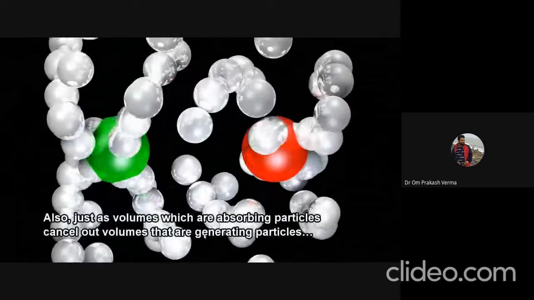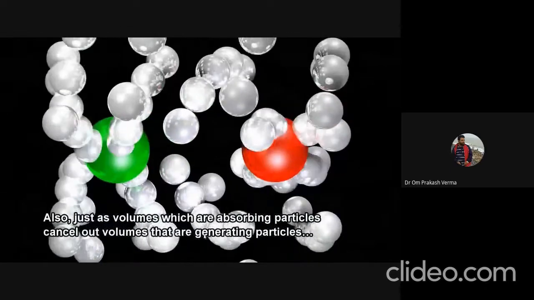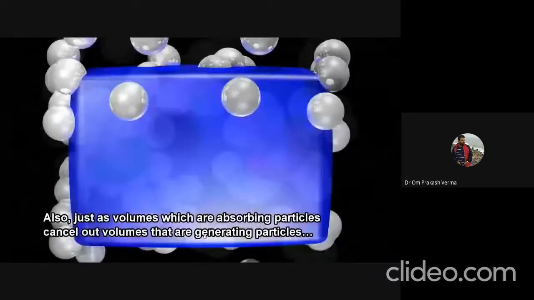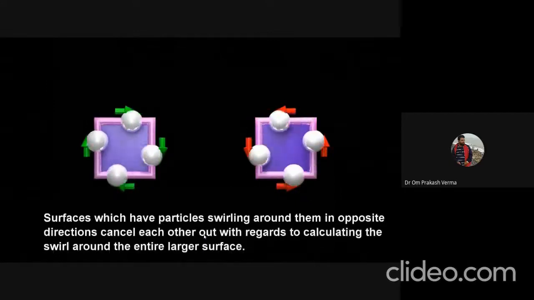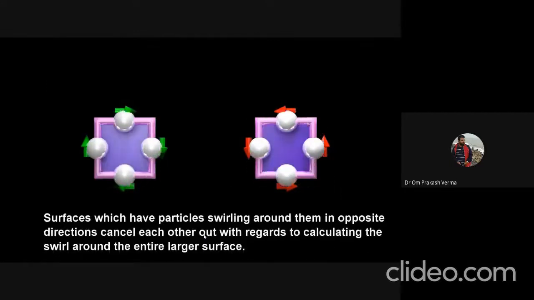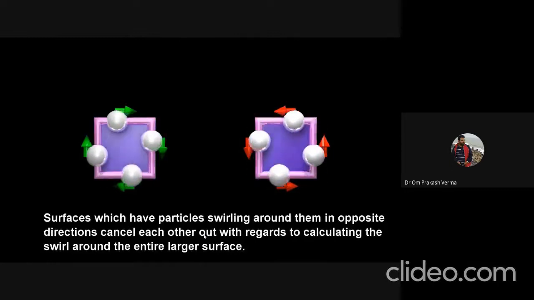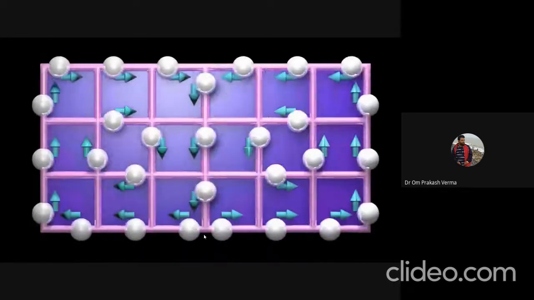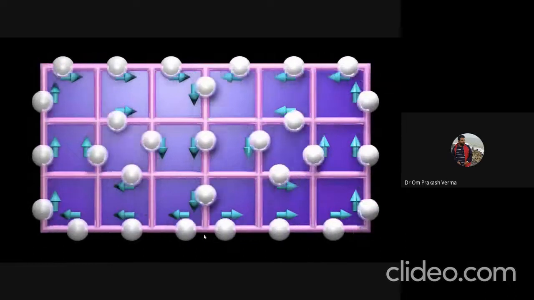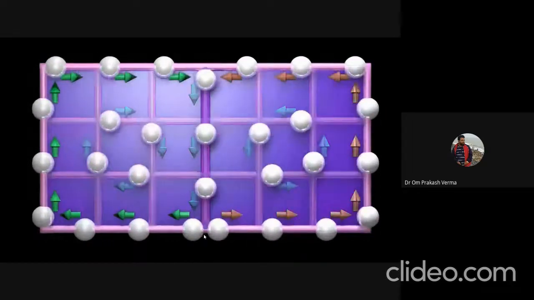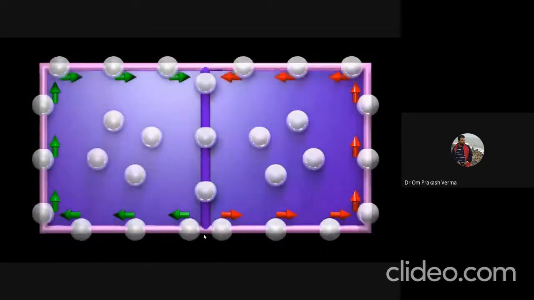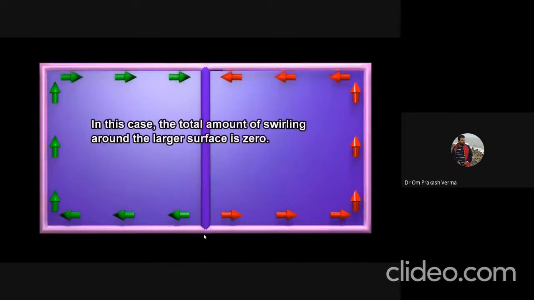Also, just as volumes which are absorbing particles cancel out volumes that are generating particles, surfaces which have particles swirling around them in opposite directions cancel each other out with regards to calculating the swirl around the entire larger surface. In this case, the total amount of swirling around the larger surface is 0.